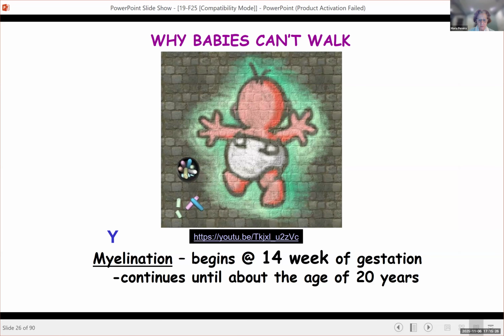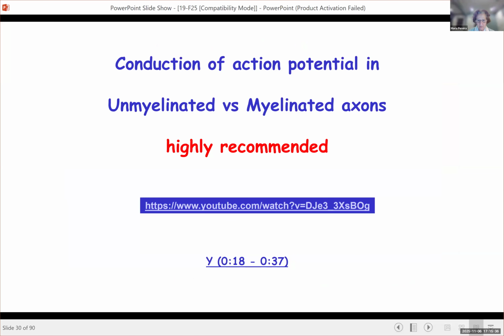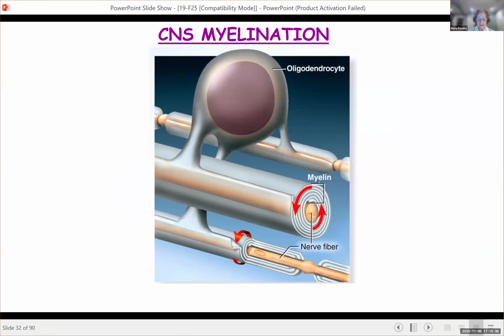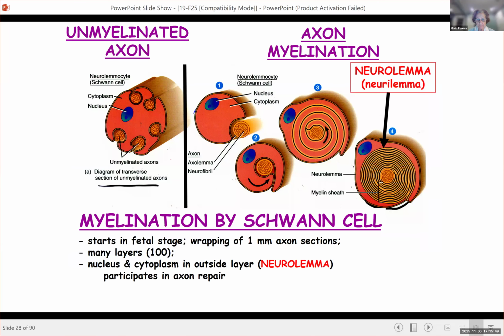This doesn't work, unfortunately. I wanted this to work, but it doesn't matter. It just shows a wobbly baby. So the fact that babies cannot walk as soon as they are born is because their motor neurons are lacking myelination.